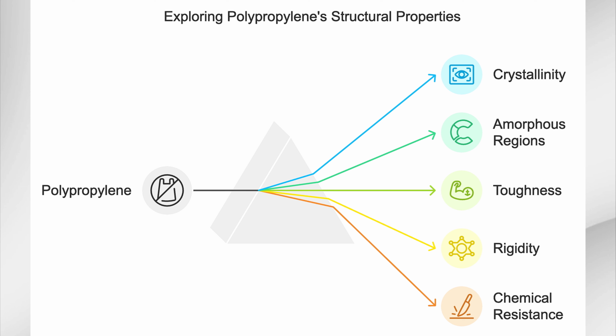Its crystalline regions provide the strength needed for outdoor applications, while its amorphous region keeps it flexible and resistant to heat and weathering. Polypropylene is semi-crystalline and often used in products requiring rigidity and chemical resistance. Polypropylene's crystallinity gives it toughness, while the amorphous regions ensure it's not too brittle.